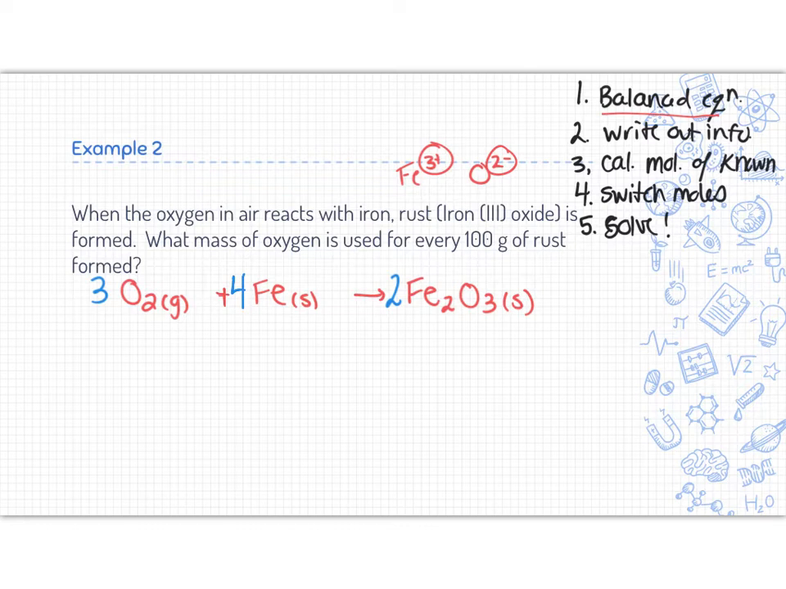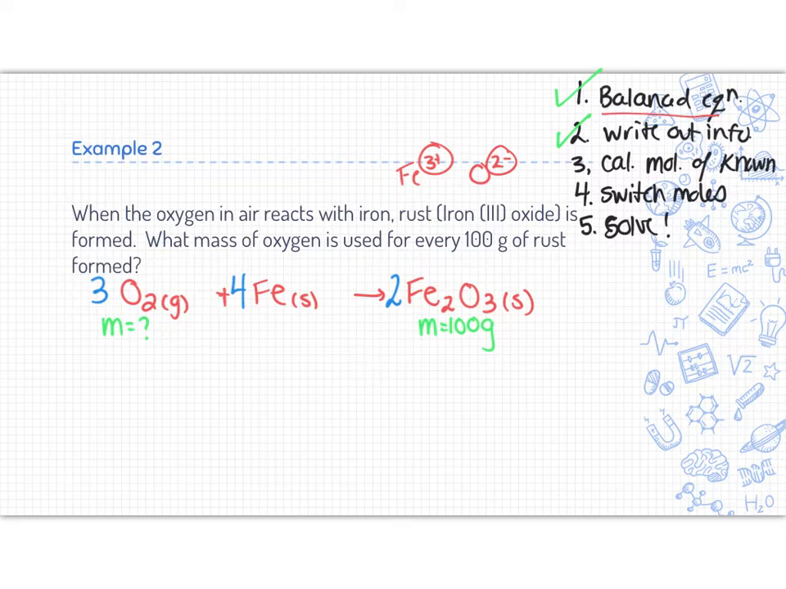Okay, we are looking for the mass. That is the end of step 1. We've balanced our equation. Step 2 is to write out the information that was given in the question. What mass of oxygen is used for every 100 grams of rust formed? So if we produce a mass of 100 grams of rust, we are looking to solve for the mass of oxygen. So we've written out all our information. All right, our first calculation step is to calculate the moles of known. The known in every stoichiometry question is the one with information below it, the one that doesn't have a question mark.